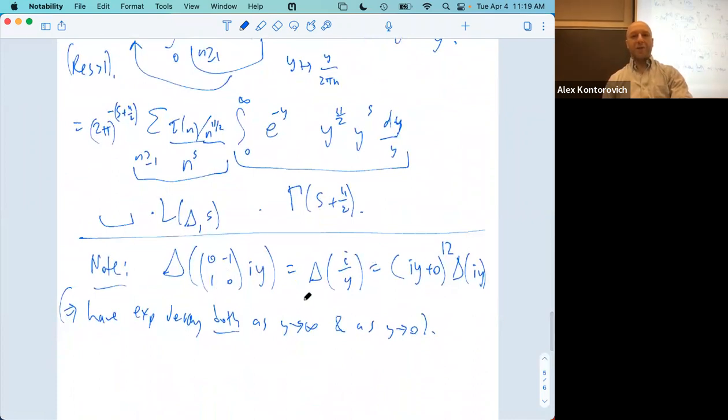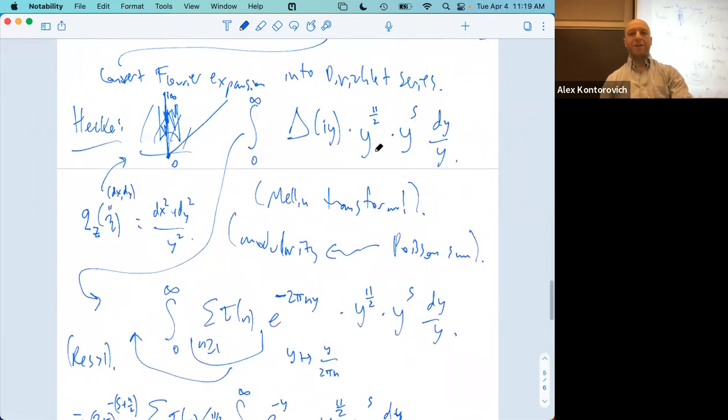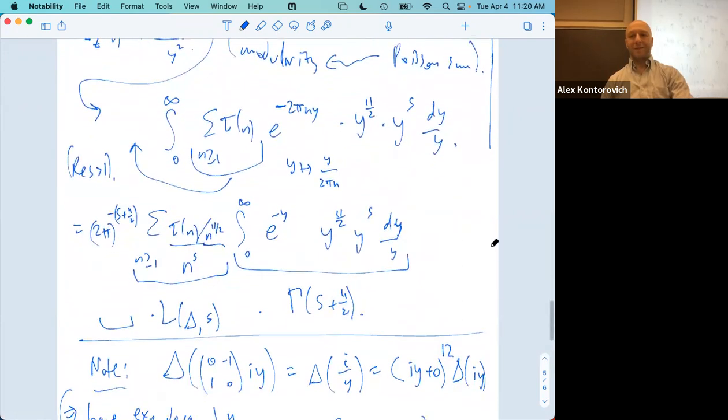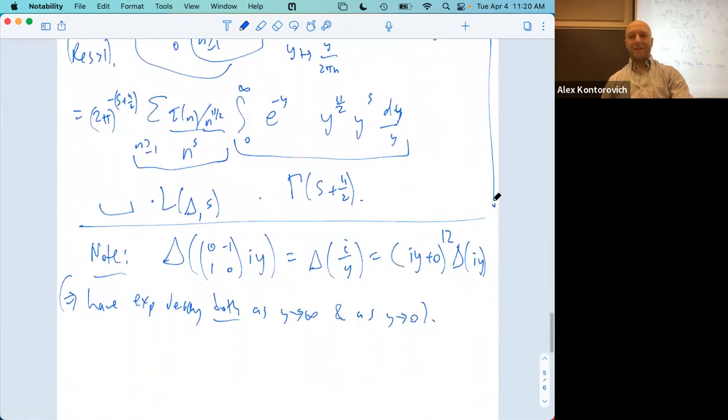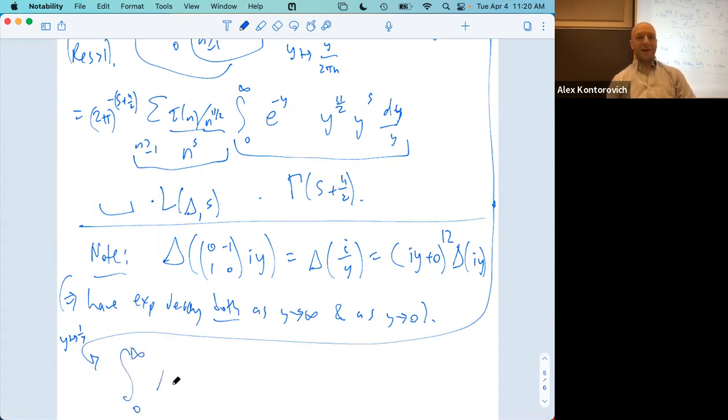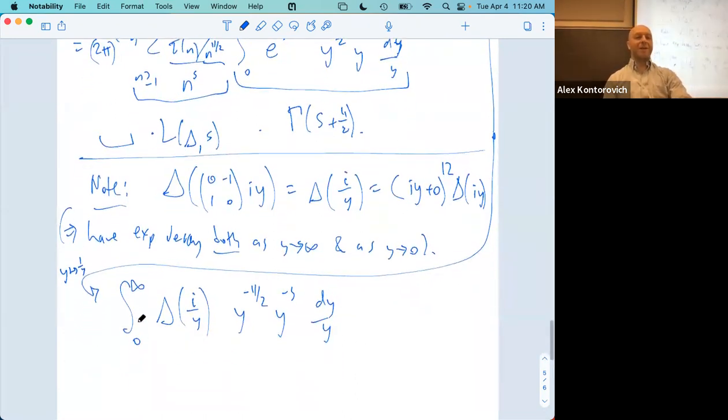Okay. So I'm going to go back to this definition and make a change of variable, so I'll replace y by 1 over y. I'll still have an integral from 0 to infinity. I'll have a delta of i over y, times y to the minus 11 halves, y to the minus s, dy over y, which changes by a minus sign that allows me to replace the 0 and infinity back to what they were.